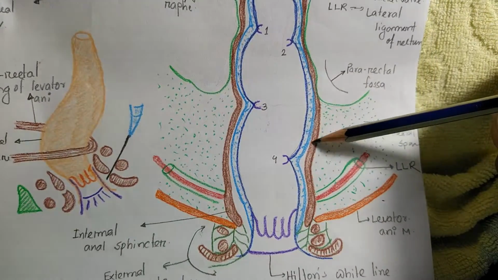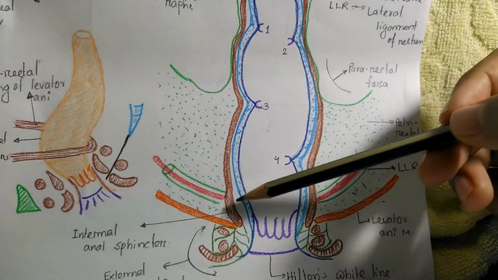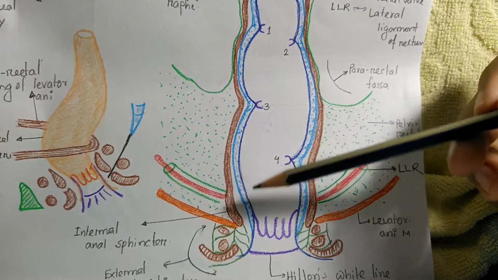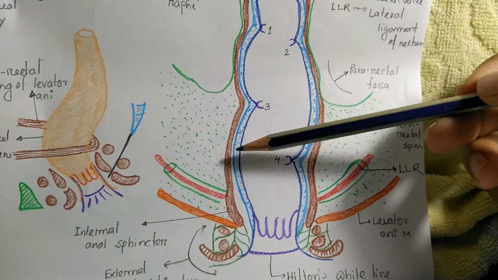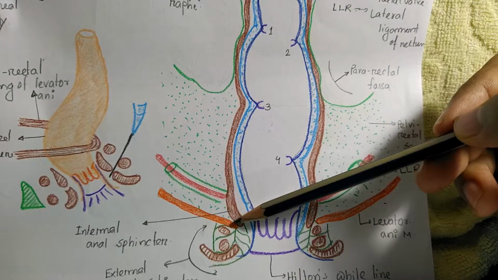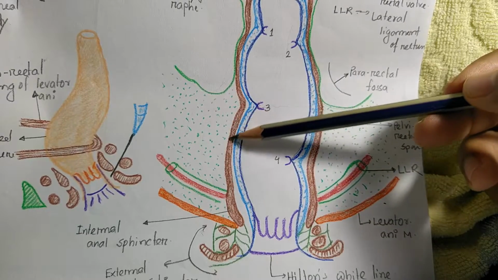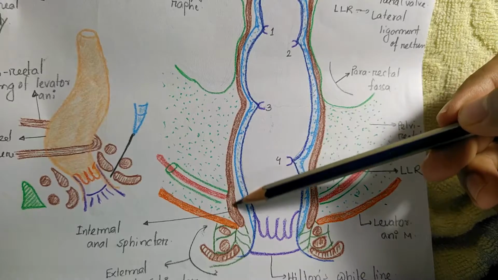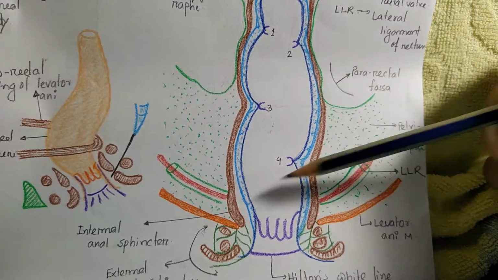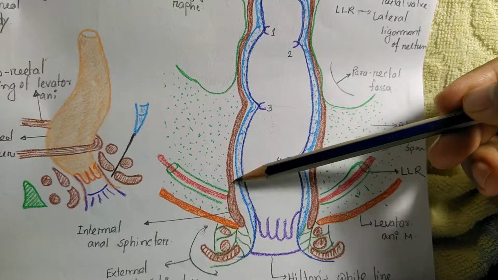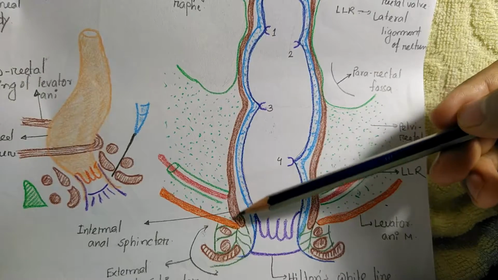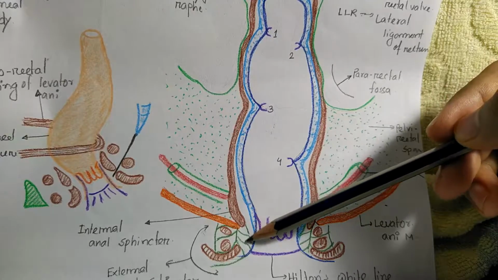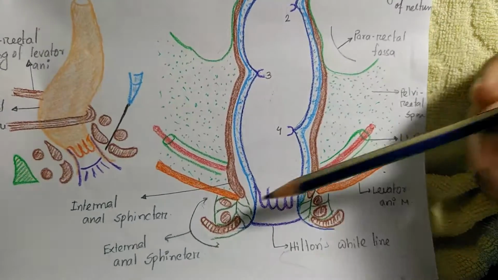And you can see there is an area that is chocolate colored, that is called the internal anal sphincter. This is the circular muscle layer. This circular muscle layer makes the internal anal sphincter. Afterwards, when the rectum is completed, these circular muscles will continue as the internal anal sphincter.